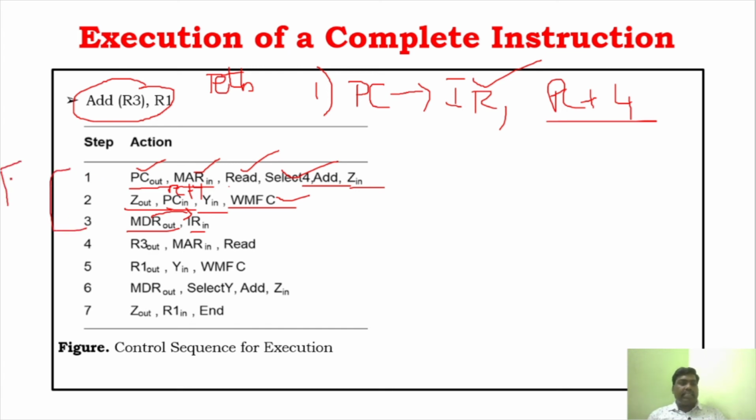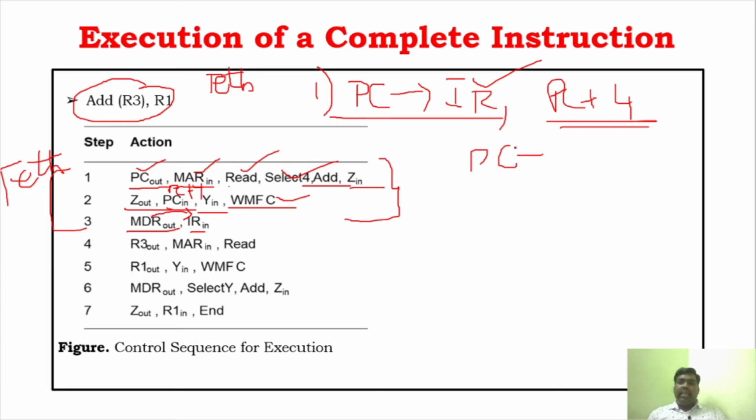So this is called the fetching phase. Two operations are completed: PC to IR is done, and PC plus 4 is done. This is common for all instructions. Whatever instruction you are going to execute, you can write the same three lines for all the instructions, because this is nothing but the process. What is the process?